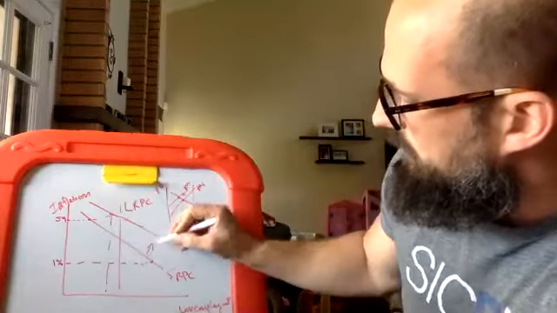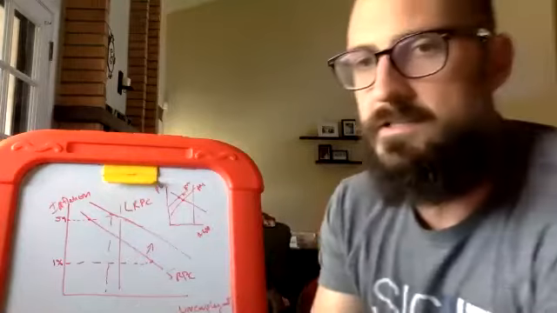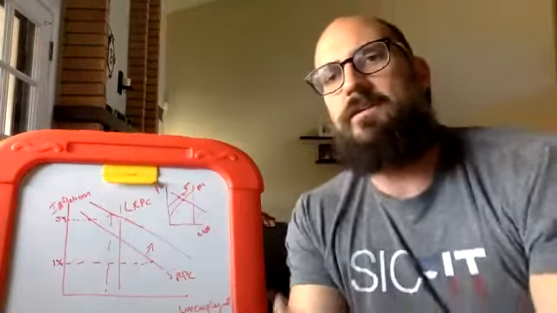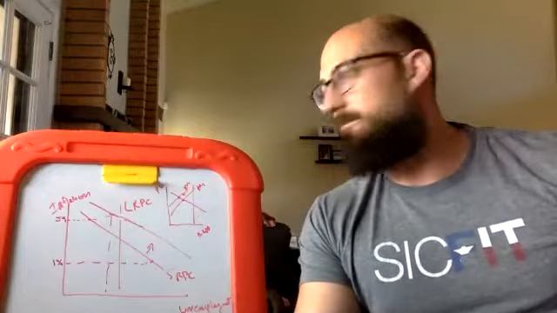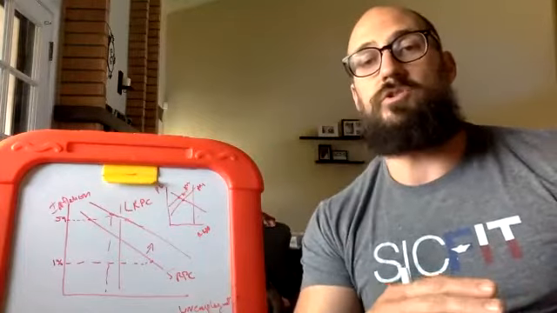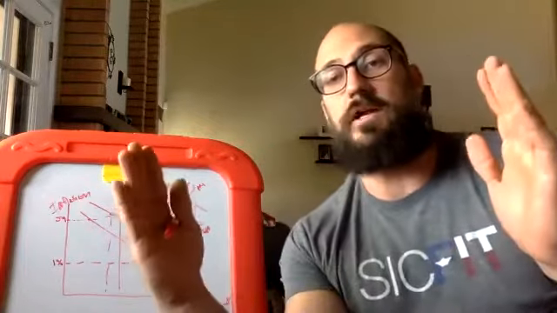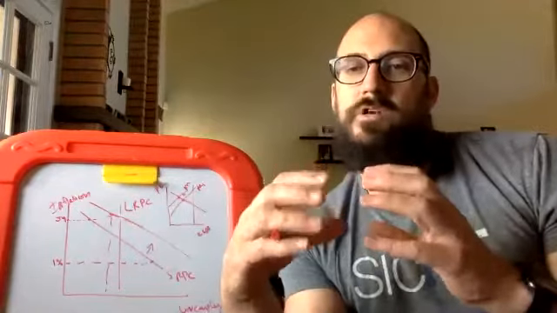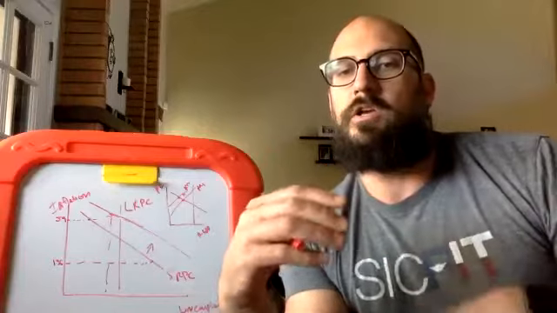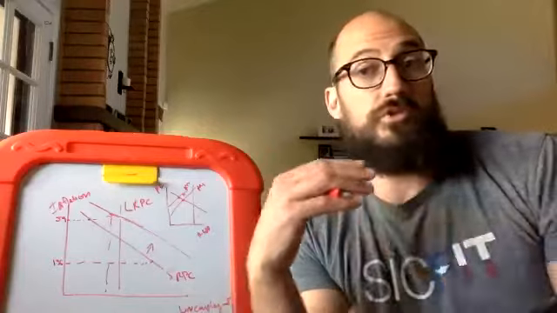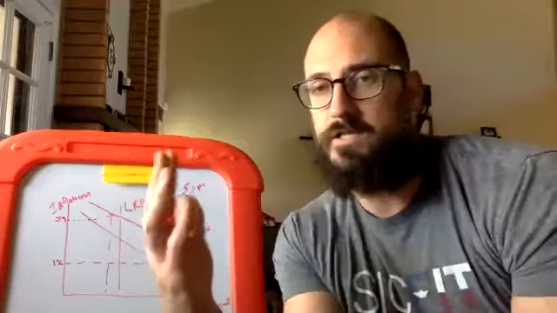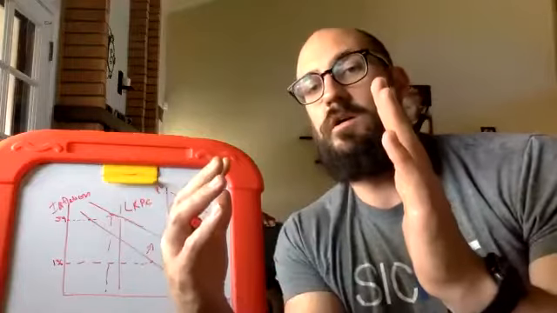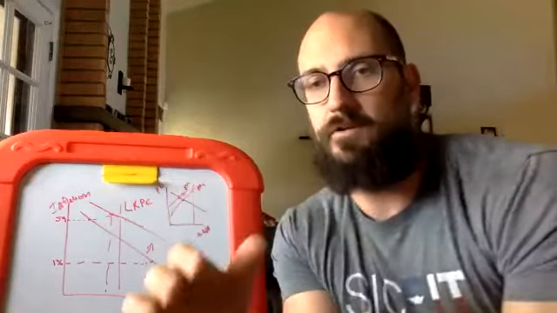And that's a shift. Anytime you shift aggregate supply to the left, that means you're going to shift your short-run Phillips curve to the right. So both these graphs are going to mirror each other. If you shift your short-run aggregate supply curve to the right, you would then shift your short-run Phillips curve to the left.